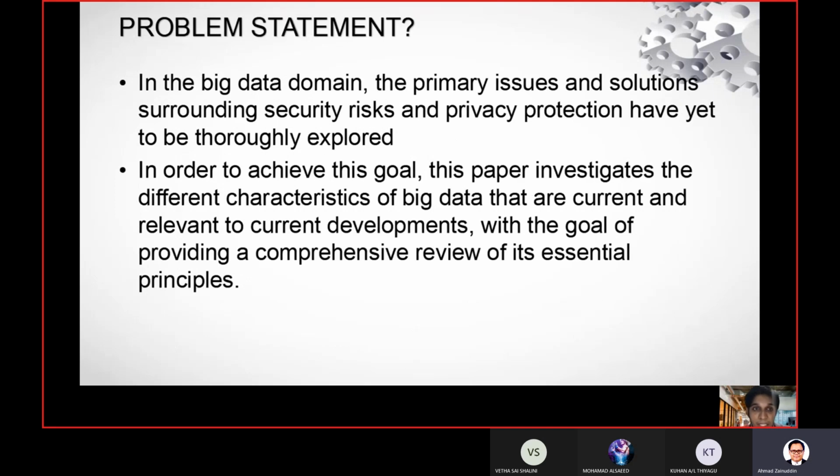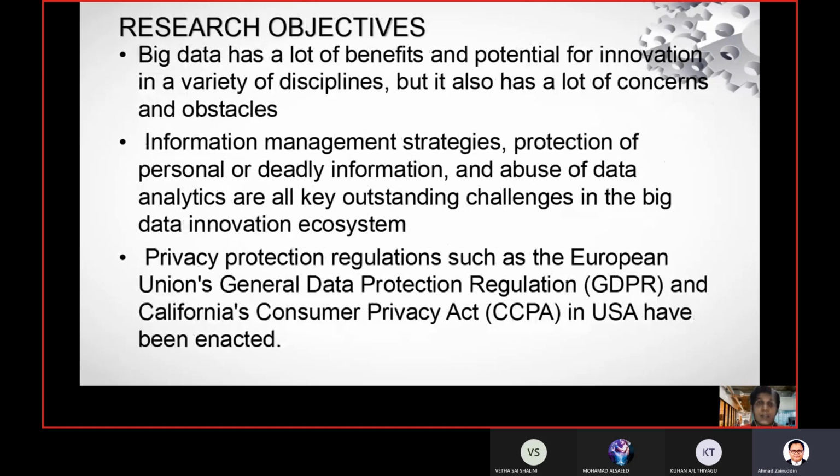Next one is problem statement. In the big data domain, the primary issues and solutions surrounding security risk and privacy protection have yet to be thoroughly explored. In order to achieve this goal, this paper investigates the different characteristics of big data, relevant to current developments, with the goal of providing a comprehensive review of its essential principles.